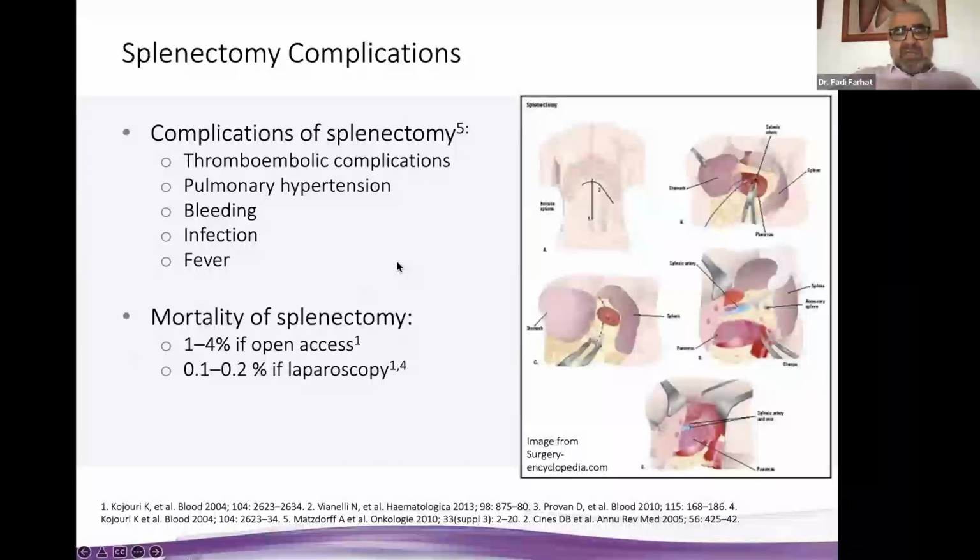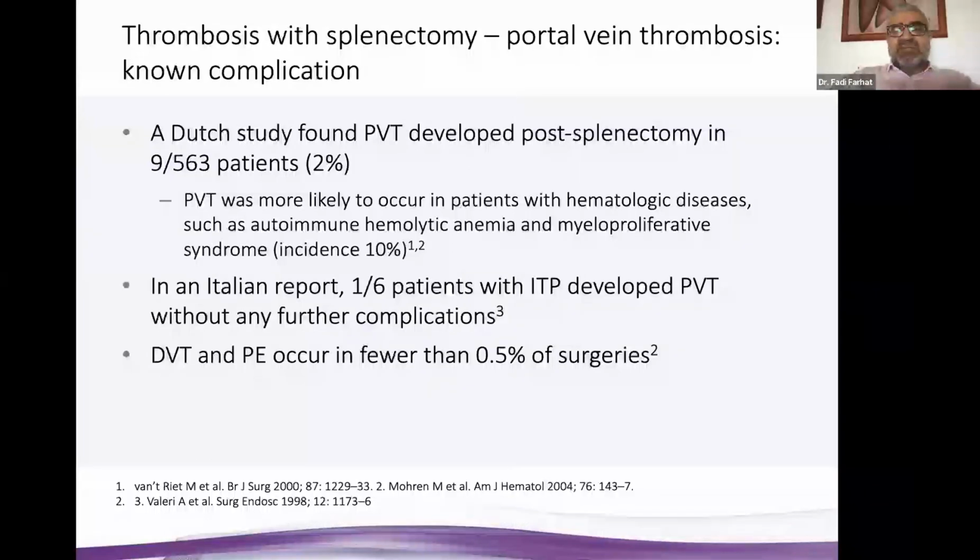What are the complications? It might be thromboembolic complications, pulmonary hypertension, bleeding, it might be infection, as we all know, and fever. And the mortality is low after splenectomy. I think in good hands, it's really low, less than 4% in open laparotomy, and less than 2 per 1,000 in laparoscopy. So this is what we have about this procedure.